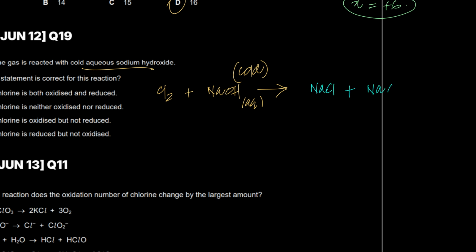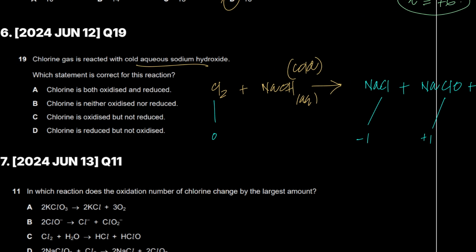But I hope that you guys can calculate the oxidation numbers for it. What's the oxidation number? Chlorine has an oxidation number 0. This is -1. This is +1. We literally calculated it above. Chlorine is both oxidized and reduced. Is it? Chlorine went from 0 to -1 and chlorine went from 0 to +1. Is it both being reduced and oxidized? Yes, it's reduced here. It's oxidized here.